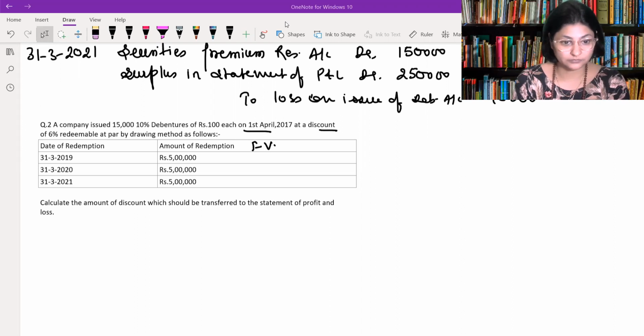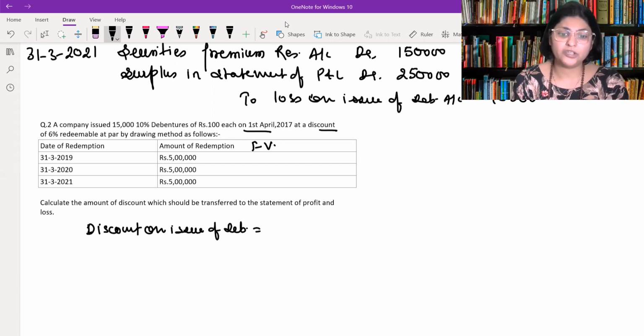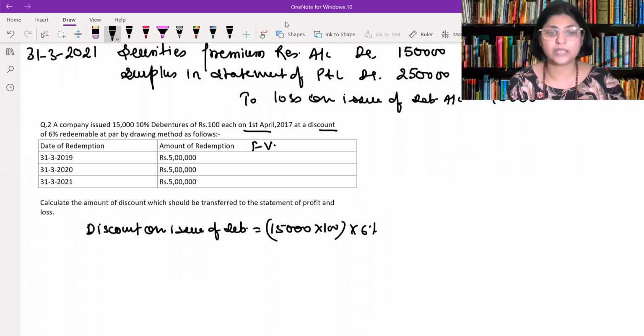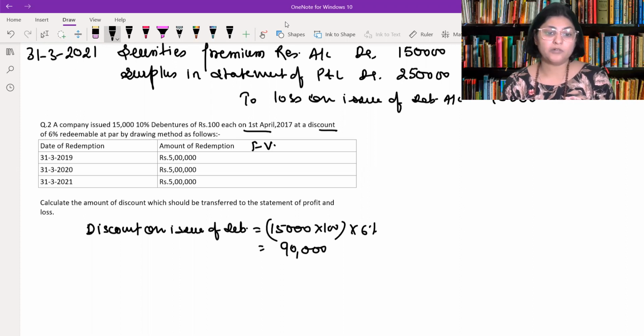So discount on issue of debenture is equal to the total value of debentures, face value is 15,000 into 100, and here is a discount of 6%, into 6%. So this is how we will get the total amount of loss or discount on issue of debenture. This is obviously a capital loss, and the amount of loss is 90,000 rupees. So the company has to write off 90,000 rupees. Calculate the amount of discount which should be transferred to the statement of profit and loss.